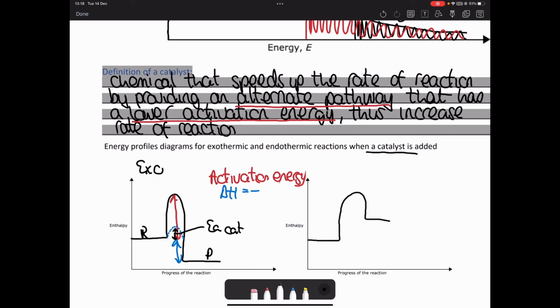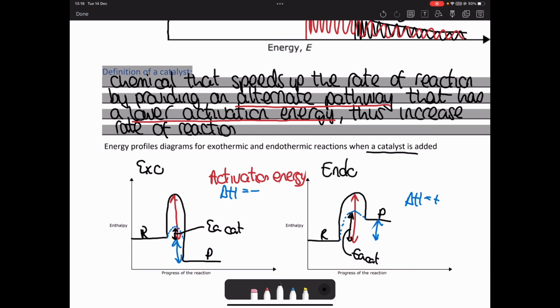So similarly here for endo, that is uncatalyzed reactant to product. This is my activation energy. This is my enthalpy. So over here, my delta H is positive. If we put in a catalyst now, the size of the little hill gets much smaller. So my EA cat is smaller. I have more particles that have energy greater than my activation energy. Therefore, I will make my product quicker. Okay, so that was exo and this is endo.